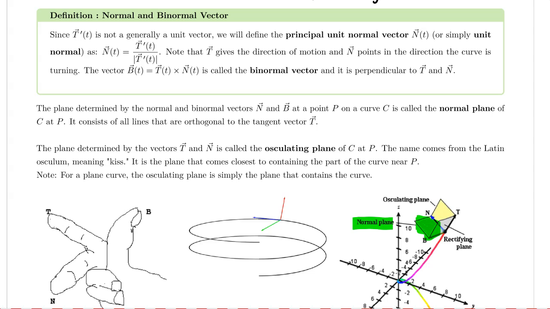The plane determined by the vectors T and N is called the osculating plane. So the osculating plane is this one right here of C at P. The name comes from the Latin osculum, meaning kiss. It is the plane that comes closest to containing the part of the curve near P. Note, for a plane curve, the osculating plane is simply the plane that contains the curve.